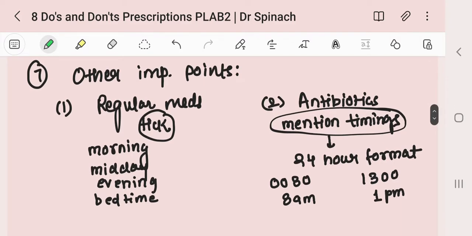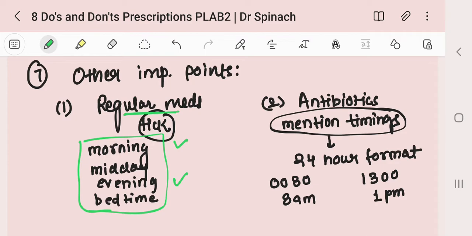In the previous video, I described there is a section for regular medications and there is a section for antibiotics. Now, if you go back and see, regular medications do not need to be written in timing. So for example, in regular meds, there already are the drug rounds that are mentioned. For example, morning, midday, evening, and bedtime. So you only need to tick the timings that you need to give the drug on.